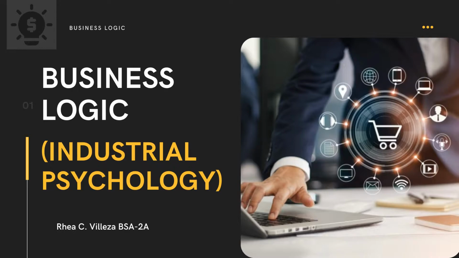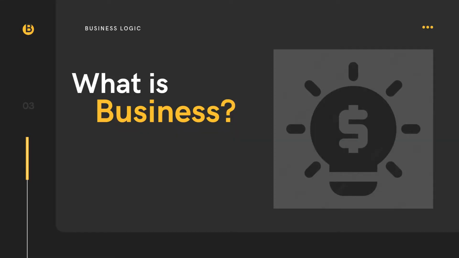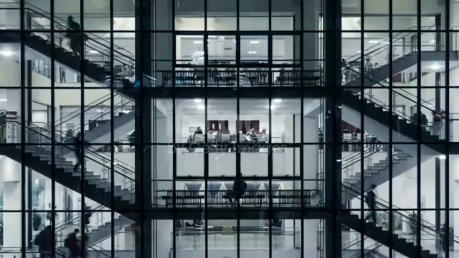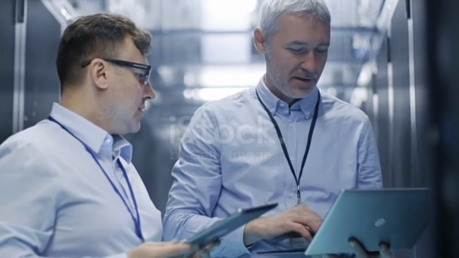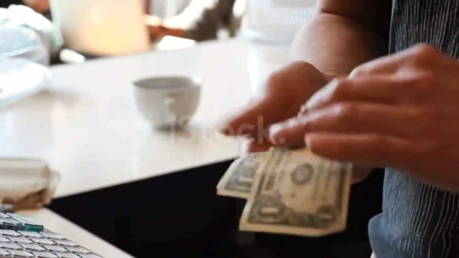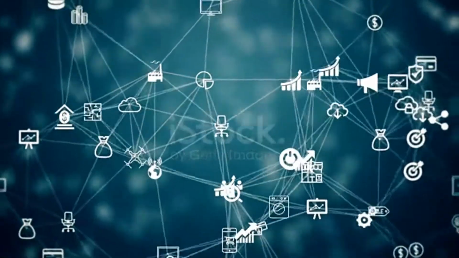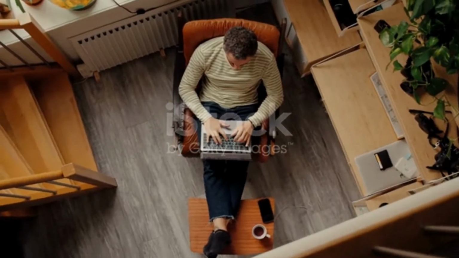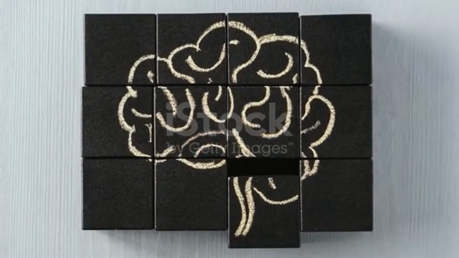In order for us to fully understand what is business logic, industrial psychology, we must first define the following terms. What is business? A business is an organization or economic system where goods and services are exchanged for one another or for money. What about logic? Logic is the study of virtue in argument, where an argument is considered virtuous when it helps us to get to the truth. It is a science and art of correct thinking.